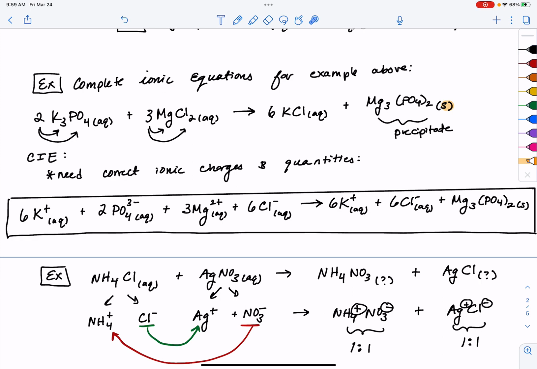So take care when you are predicting your precipitate and writing your complete ionic equations, because that is going to be how you obtain your net ionic equation.